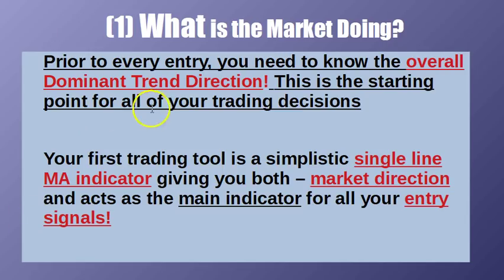Now, what is the market doing? So let's get to the 4 questions, and then we're going to get to some charts. Prior to every trade entry, you need to know the overall dominant trend direction, right? That is key, because if you know that price is in an uptrend, then you know you want to take buy trades. This is the starting point for all of your trading decisions. Your first trading tool is a simplistic single line moving average. So that's the first indicator I'm going to show you. This single line moving average gives you market direction and acts as the main indicator for all your entry signals. So that's the starting point, guys, and it is so simple.